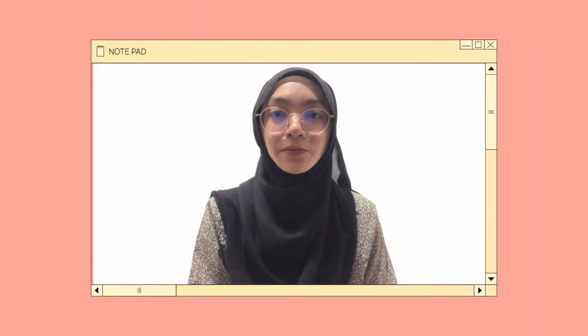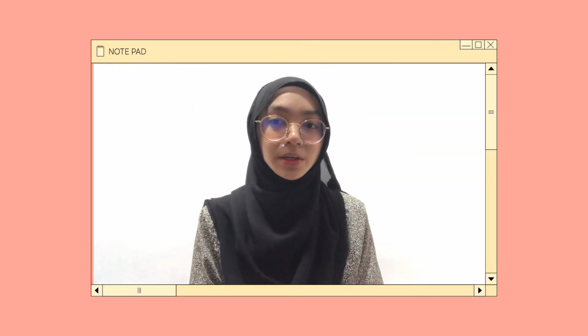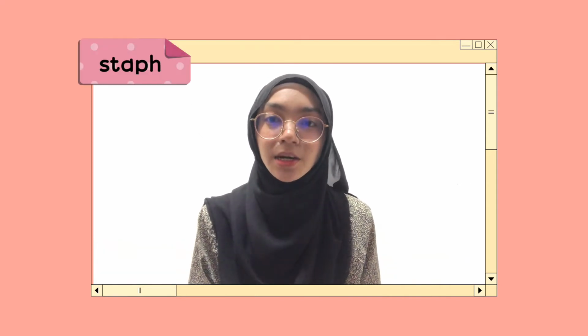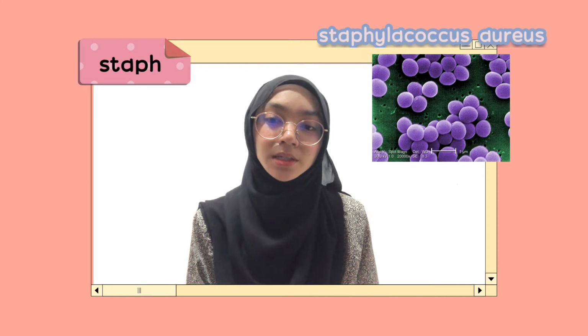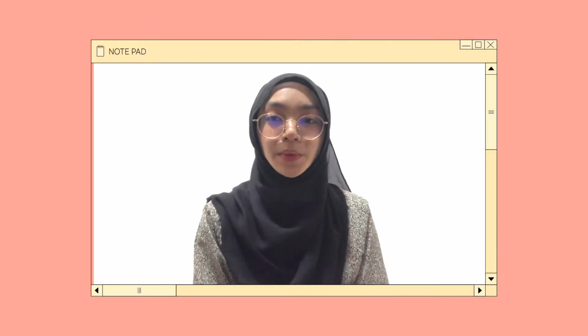Bacteria can grow in different forms. They can grow in clusters, form chains, and also they can grow in pairs. When bacteria grow in clusters, they are described as the staph arrangement. For example, Staphylococcus aureus is a bacteria that causes skin infections in humans.